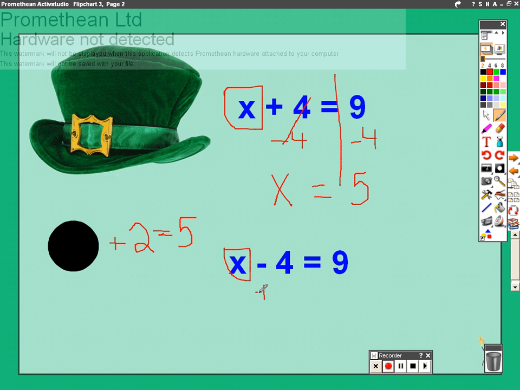That's right, it's plus 4. What I do to one side of the equal sign, I must do to the other. My 4's cancel, my x comes down, and 9 plus 4 is 13. Let's move on.